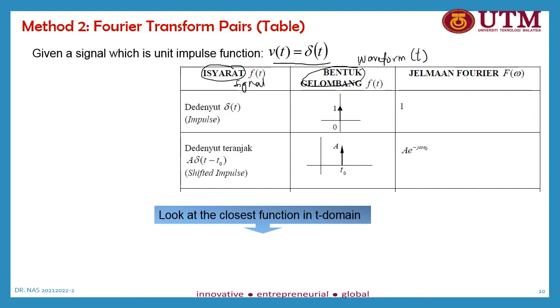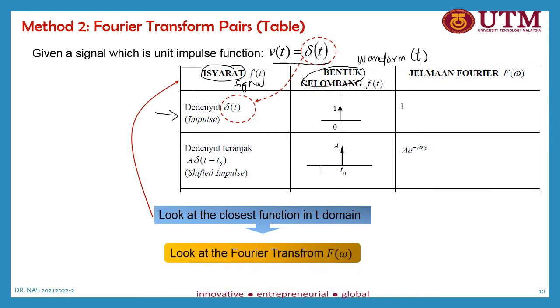If you are given the waveform, you can compare with the second column. If you are given the equation, you need to compare with the first column. In this case, you'll notice that the time domain signal is the impulse function. Next, you need to refer to the third column that represents the Fourier transform of the signal in t. So the Fourier transform is 1. This is the Fourier transform.